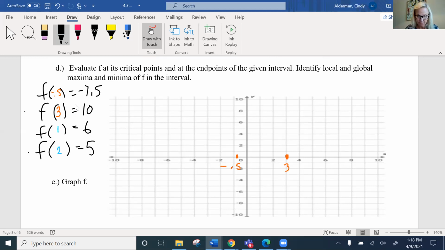Okay, so let's graph all those points. Negative 0.5 and negative 7.5. So I'm just going to kind of sketch this in here. So it'd probably be somewhere around there. And then (1, 6) would be, let's see, over 1 up 6. And then we've got (2, 5). So (2, 5) would be about here. And (3, 10) would be all the way up here.